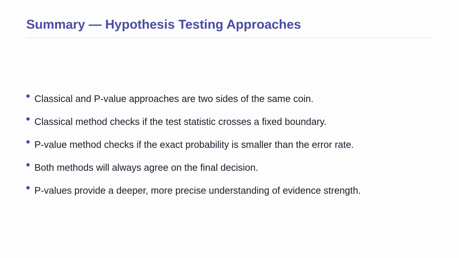To wrap up our lesson, let us review the key takeaways. The classical and p-value approaches are two sides of the exact same coin, used in hypothesis testing. The classical method sets a fixed boundary on the graph and checks if the test statistic crosses it. The p-value method calculates the exact probability of the observed data and checks if it is smaller than the allowed error rate. While both methods will always agree on whether to reject the null hypothesis, the p-value provides a deeper, more precise understanding of the strength of your evidence. You now have a solid foundation in both approaches.